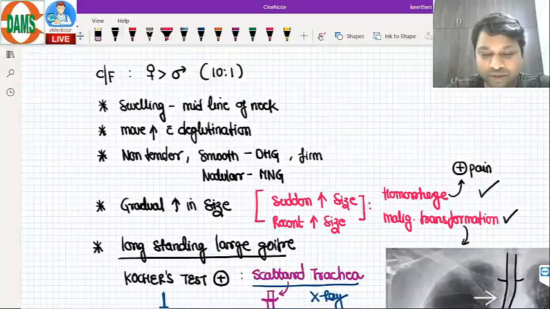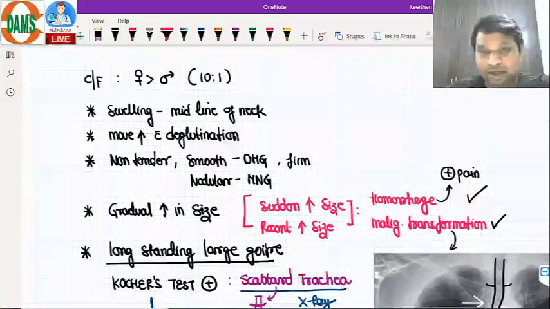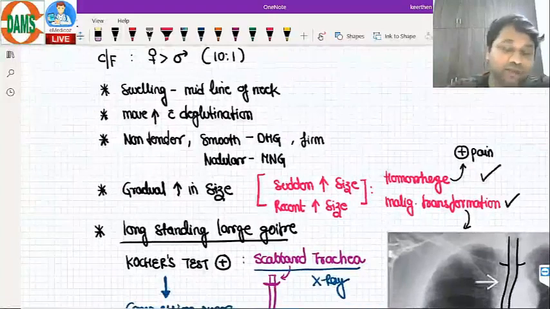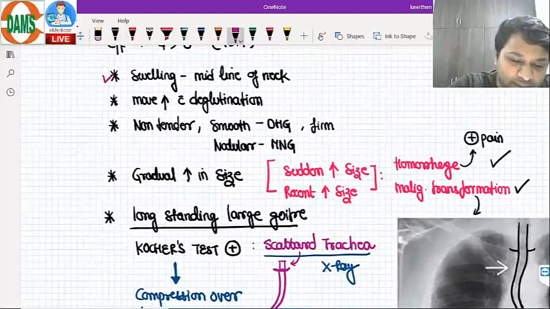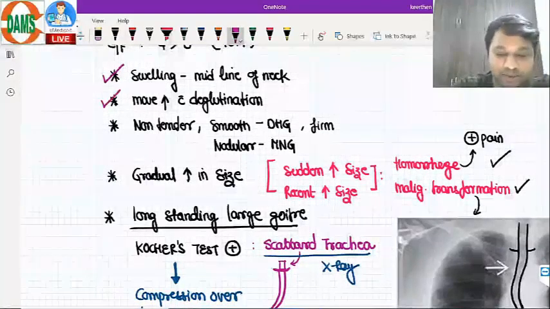So they respond to estrogen fluctuations. Now, the male to female ratio is pretty high, 10:1. The swelling, which is usually present in the midline, moves with deglutination. These 2 points tell me that it is a thyroid associated anomaly.